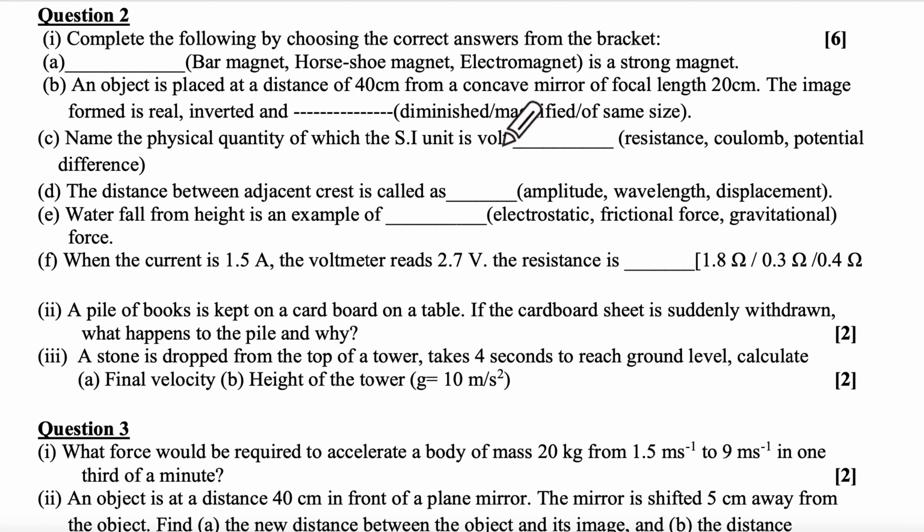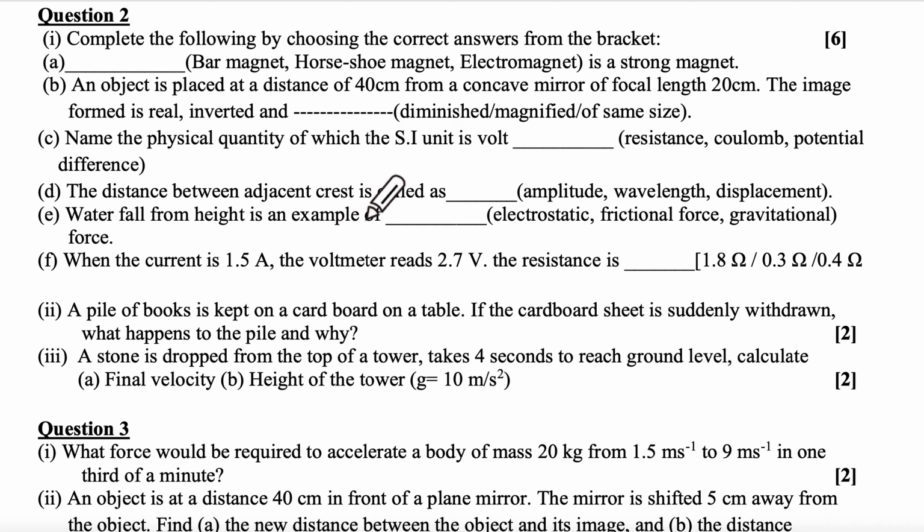Quantity whose SI unit is volt. Volt is PD, potential difference. Distance between adjacent crests is called, adjacent crest means from one crest to another crest. Ma'am, it should be wavelength. Correct. Now pay attention to this. This is the crest and this is the crest, correct? Distance between the two adjacent crests. But if they say distance between the crest and the adjacent trough, then it will be half of the wavelength. Okay, remember that.